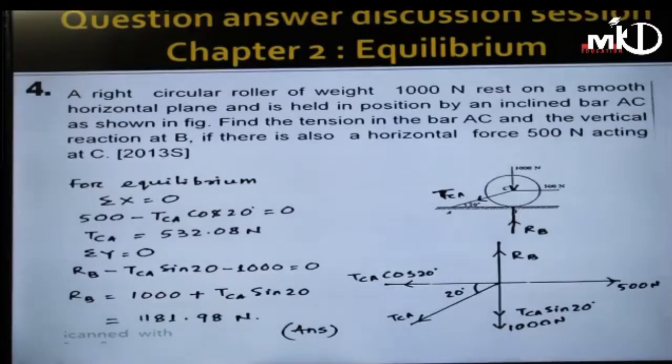A right circular roller of weight 1000 Newton. So this is the roller and the weight is 1000 Newton. It rests on a smooth horizontal plane and is held in position by an inclined bar AC. So this is the bar, inclined bar AC.